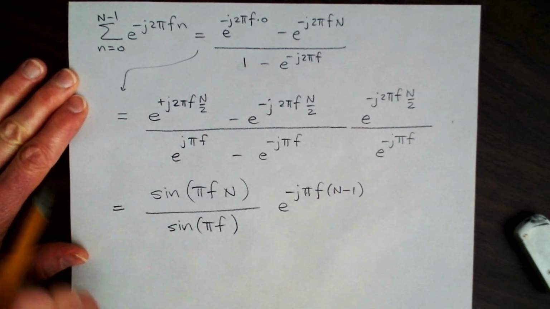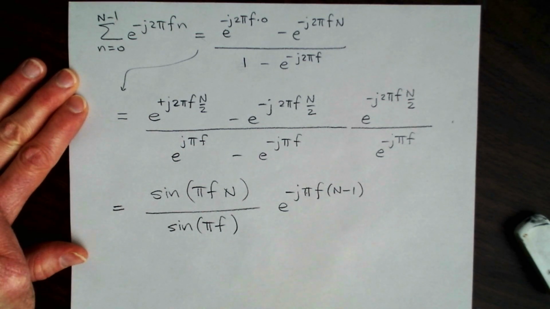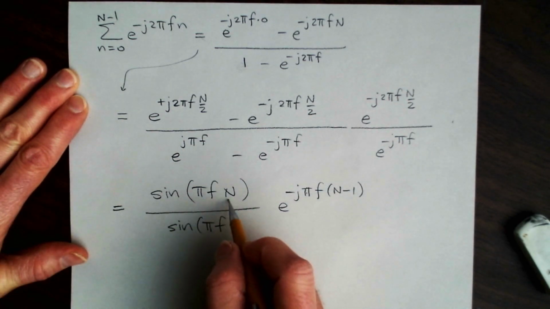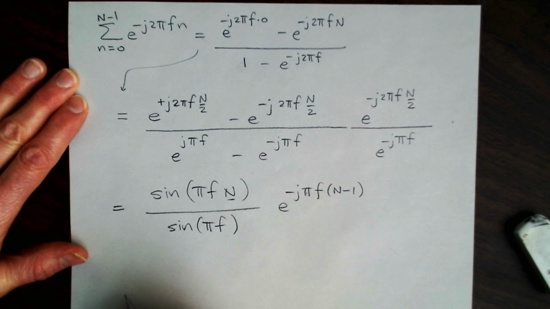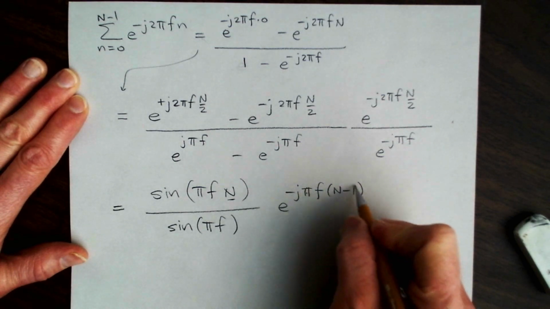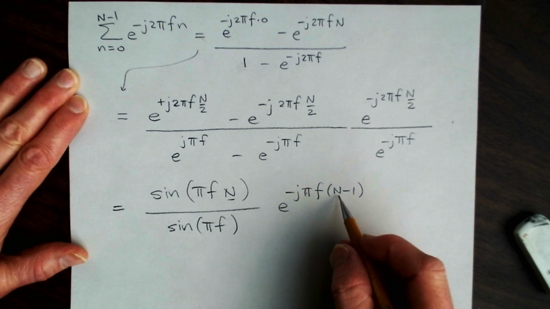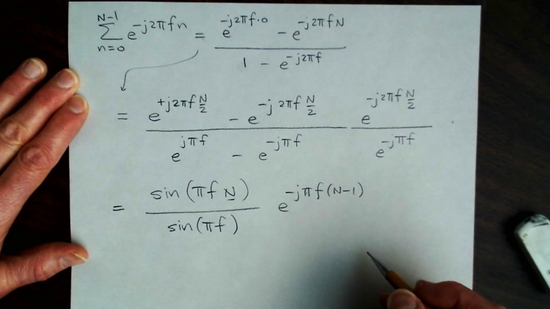Once again, something to note here is that the width of the interval over which we're summing is equal to n, and we have an n showing up explicitly in our sinc function, our periodic sinc function, and in the exponent of this complex phase factor that's multiplying here, we get n minus 1.